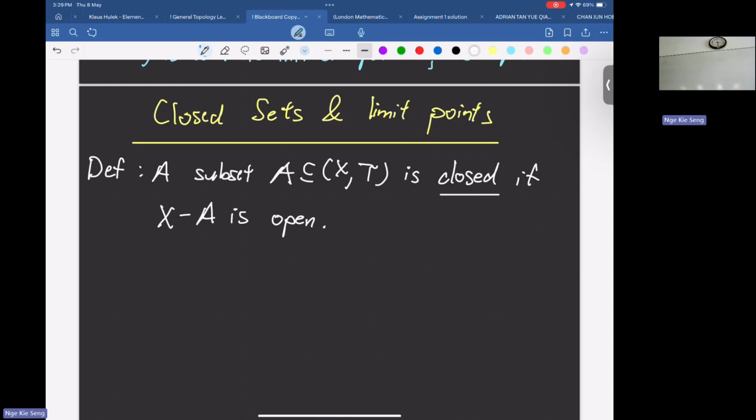So for open, you need to check from tau. Tau is a collection of things that tells you what are open. So you need to ask yourself whether X minus A is inside tau or not. Because tau is the collection of open sets. Meaning a set is closed if X minus A is in tau. Make sense?